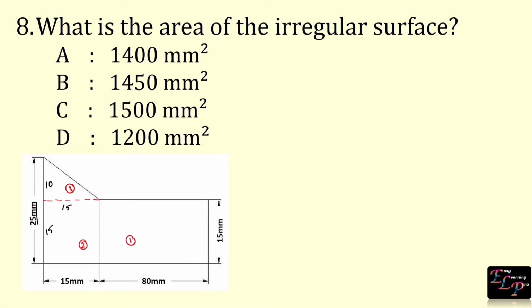First we are going to find areas of each shape. First we will consider area of first shape. First shape is rectangle. Area of rectangle is length into breadth. So we have 80 into 15, which is equal to 1200. Next, area of second shape. Second shape is a square. Area of square is a square. Here value of side is 15. So 15 square, which is equal to 225.